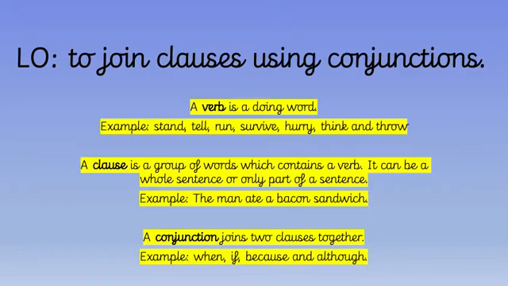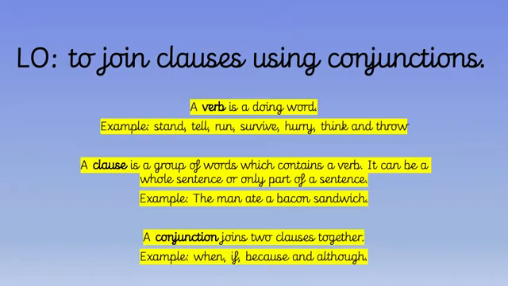You could add two clauses together to make a sentence as well using a conjunction, which is what we're going to be looking at. So a conjunction joins two clauses together. So some examples of conjunctions are when, if, because, or although. So we could make our sentence above into two clauses joined by a conjunction by saying: the man ate a bacon sandwich when he was feeling hungry.